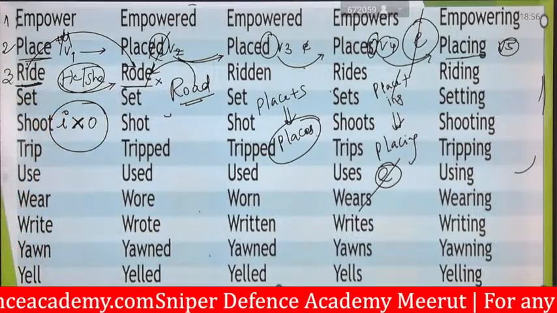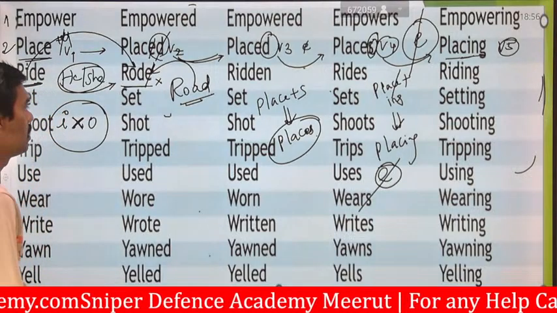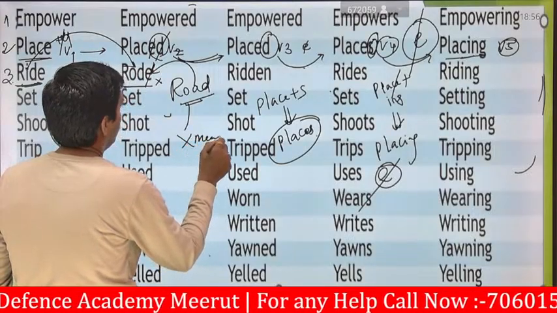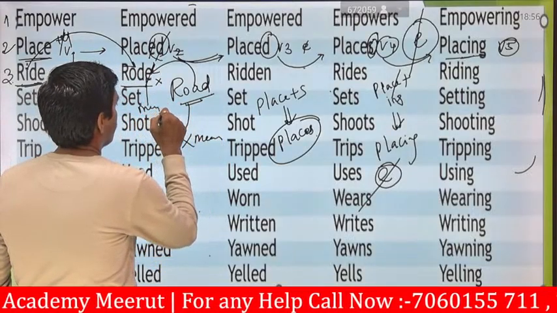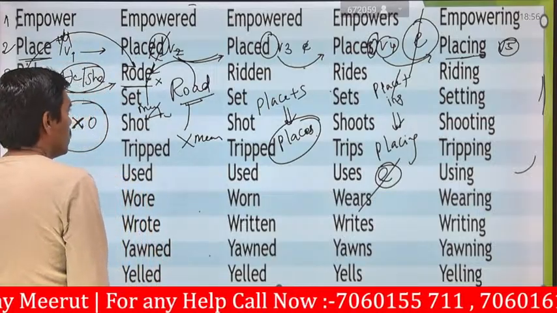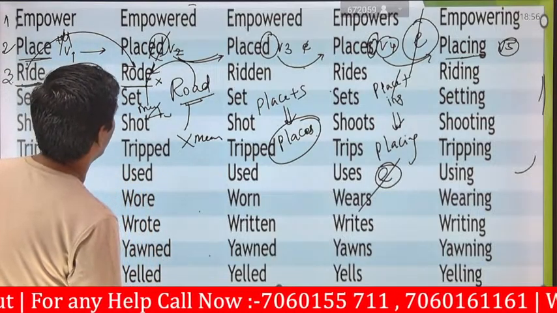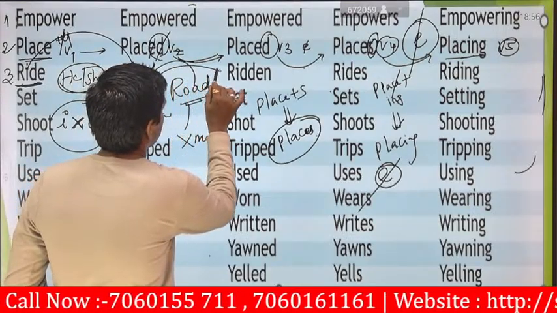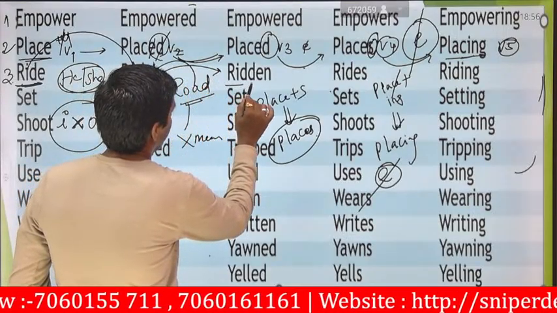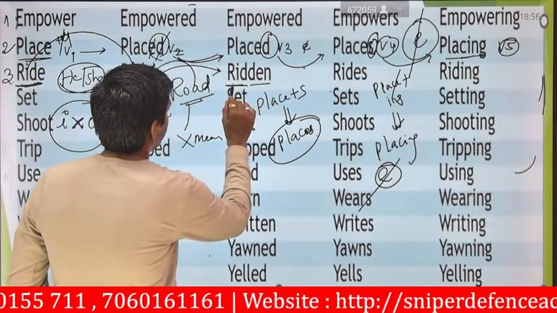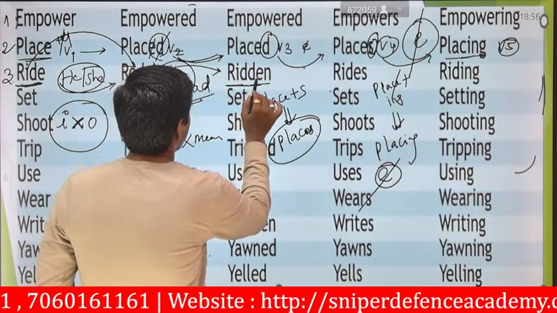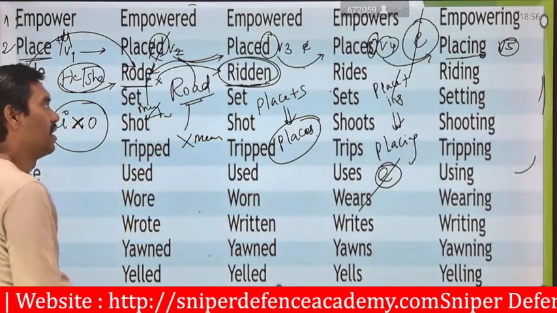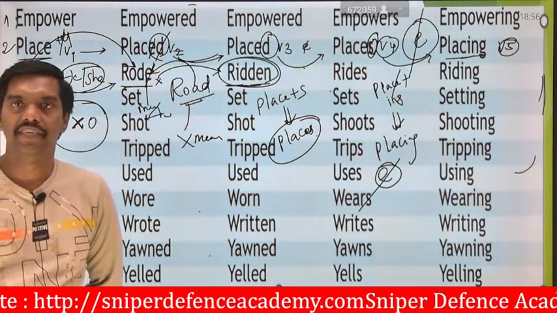Okay. So it will give different meaning. It has different meaning. It will give different meanings. And this road will be transferred from V2 to V3 in terms of ridden, R-I-D-D-E-N. Ridden.